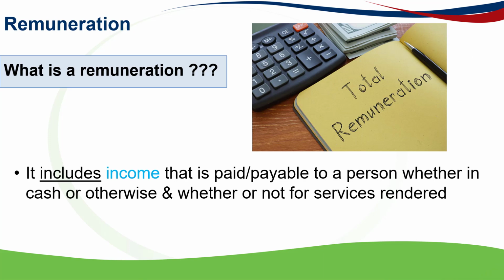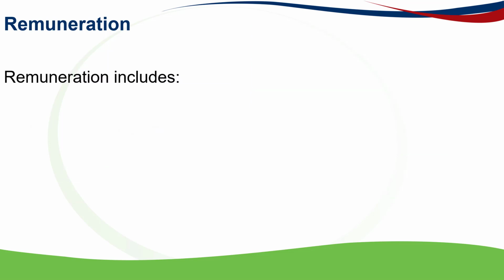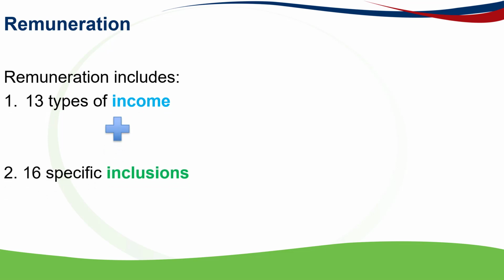Remuneration includes income that is paid or payable to a person, whether in cash or otherwise, and whether or not for services rendered. Remuneration includes 13 types of income plus 16 specific inclusions, and it excludes 4 specific amounts. Now let us look at a breakdown of the 13 types of income, the 16 specific inclusions, as well as the 4 amounts that are excluded specifically from remuneration.